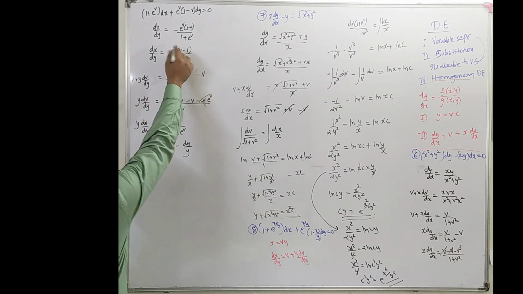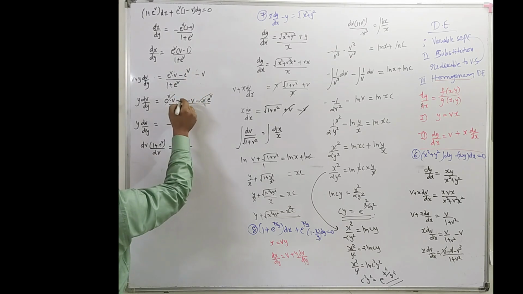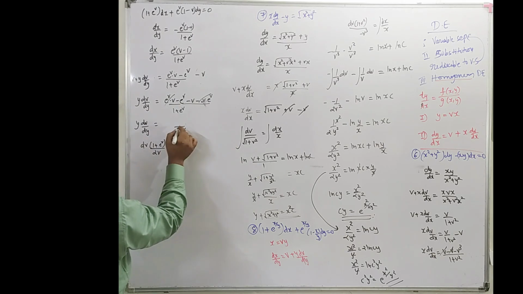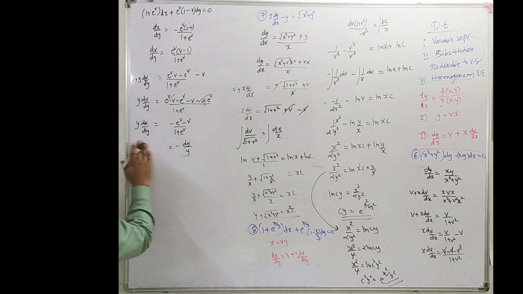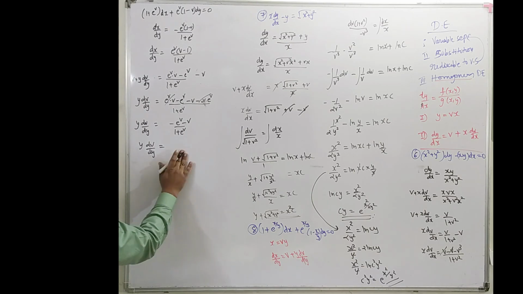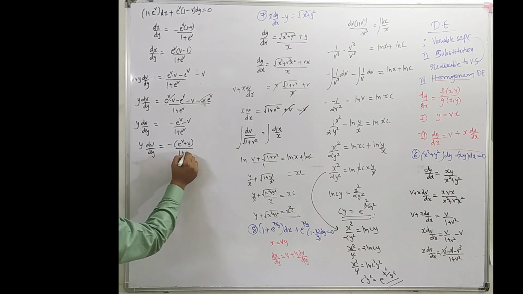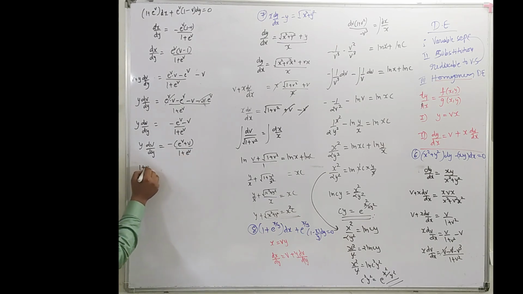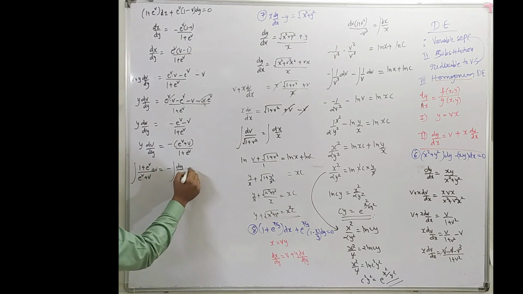Okay, here if this multiplication is ev, so this will be minus ev minus v, and y dv by dy minus common ev plus v upon 1 plus ev. Rearranging it, minus dy by y, integrating on both the sides, right?